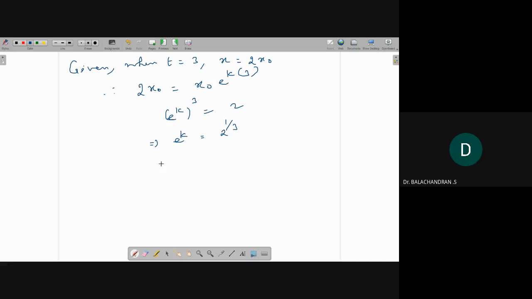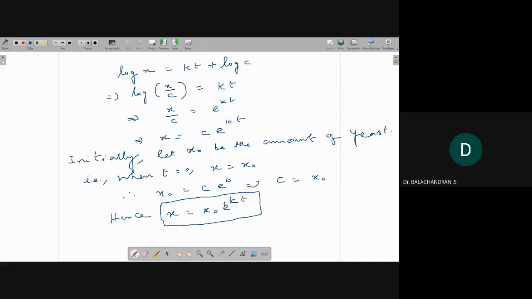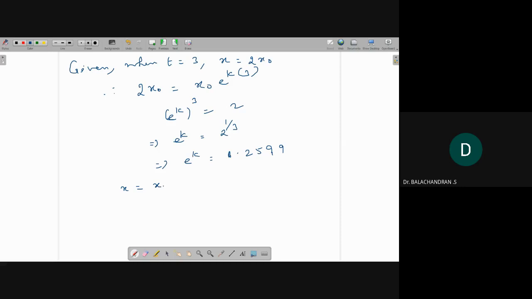Actually, I need to find k, but I will just keep e power k. e power k equals 1.2599; please check in your calculator. Keep your calculator with you, you may need it for today's class. So this is e power k. Now substitute e power k here: x equals x naught into 1.2599 whole power t.